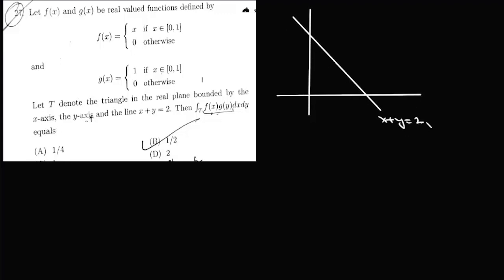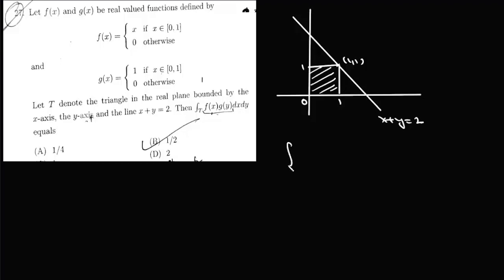Now question number 27. It says we are given two functions fx and gx. Fx is x when x lies between 0 and 1. Gx is 1 when x lies between 0 and 1. It says T denotes the triangle in the real plane bounded by x-axis, y-axis, and this line which is x plus y equals 2. Now this point 1 common will lie here. Now this square where the value of x lies between 0 and 1 and the value of y lies between 0 and 1 will lie inside this triangle.